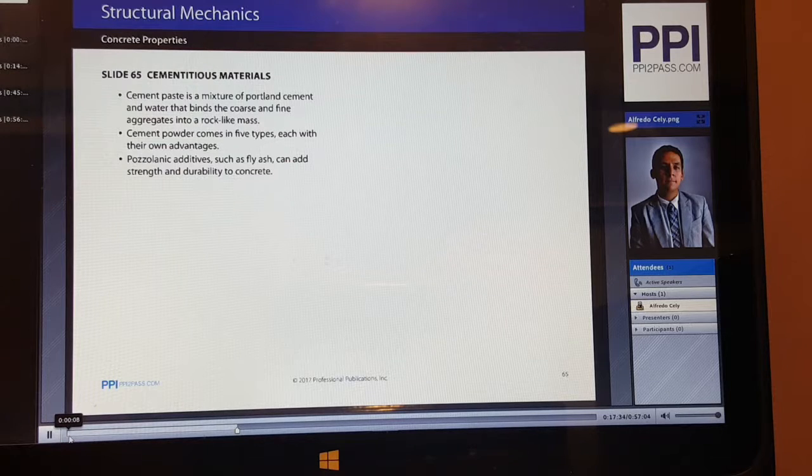And type 5 cement is sulfate-resistant Portland cement. It is used when you have exposure to sulfate concentration.